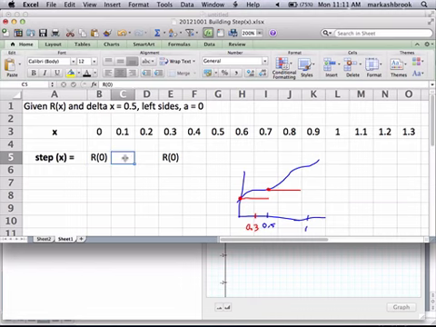Helios, step of 0.1. R of 0. Olivia, step of 0.2. Who's that? Kaiser, step of 0.4. R of 0. Cool. Katie, step of 0.5. R of 0? Agree?